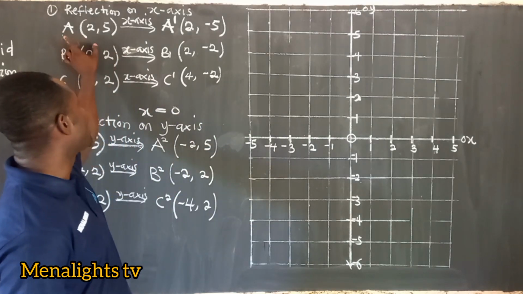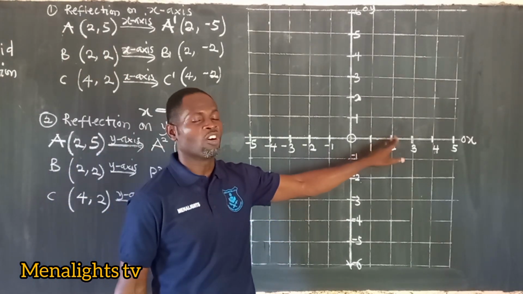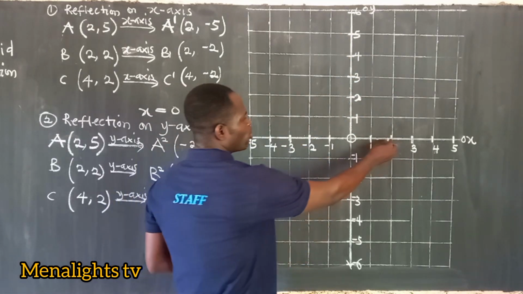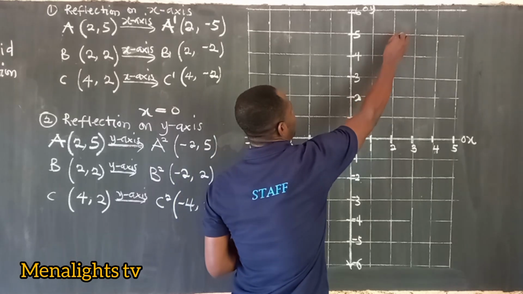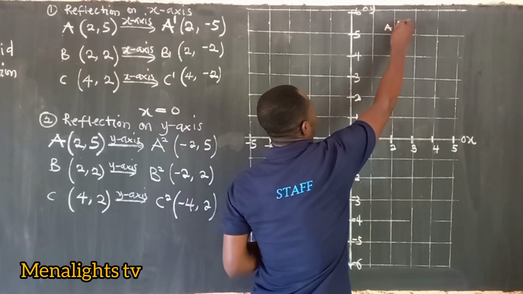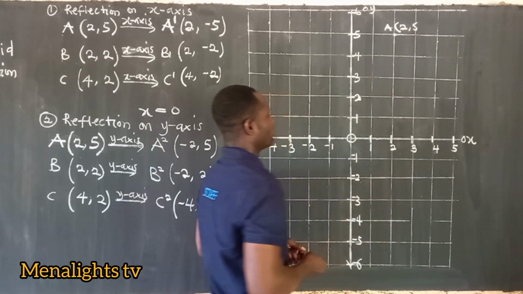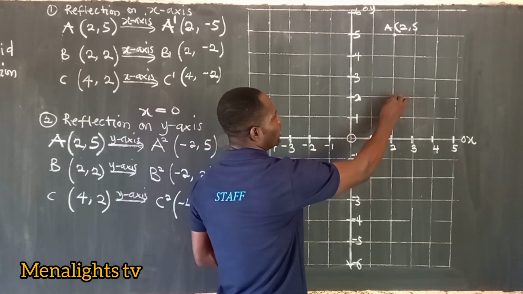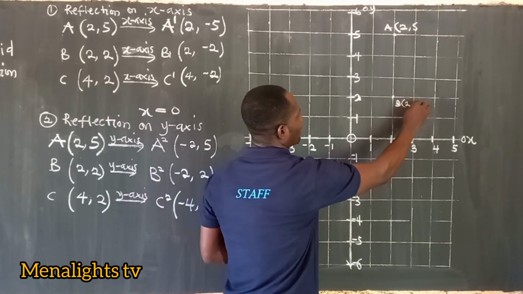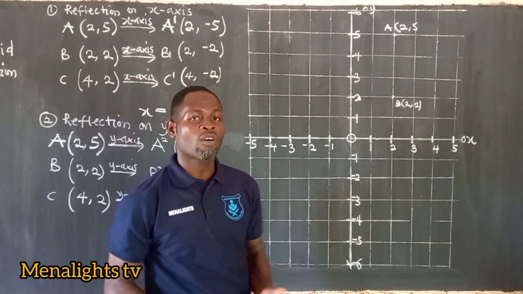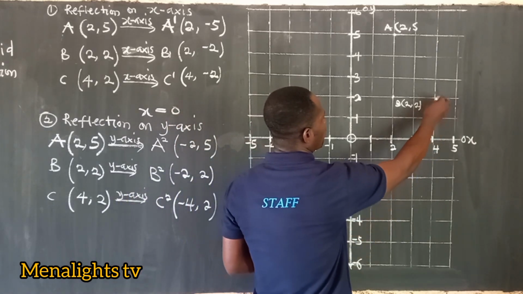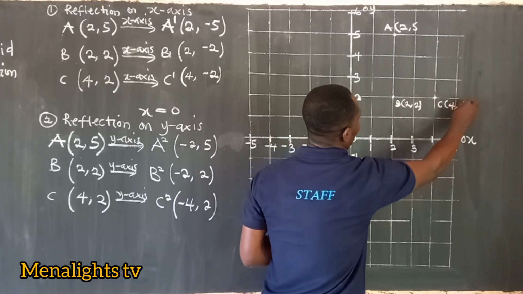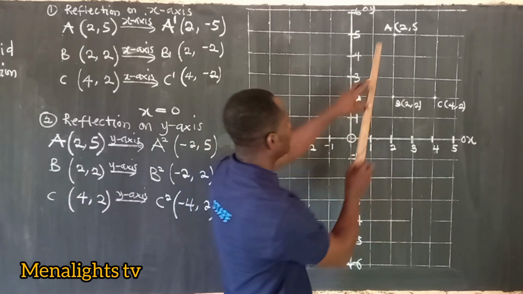Now the first one, A, is 2, 5. So the 2 is for the x-axis and then the 5 is for the y-axis. So 2 here, 5, they are meeting here. So that is my A, 2, 5. Then we have our B, 2, 2. So B here is 2, 2. Then C is 4, 2. So this is where I have my C, 4, 2. So let's join the points to form a triangle.